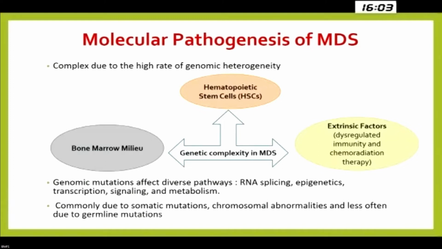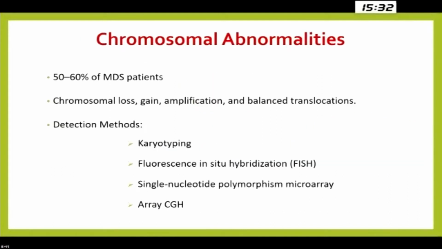And that gives rise to the genomic mutations which affect the diverse pathways in the form of either RNA splicing defect, epigenetics, transcription, signaling, and metabolic pathways, which are all affected. And commonly, myelodysplasia happens due to somatic mutations, many chromosomal abnormalities, and less often due to germline mutations, which we'll see in the subsequent slides.